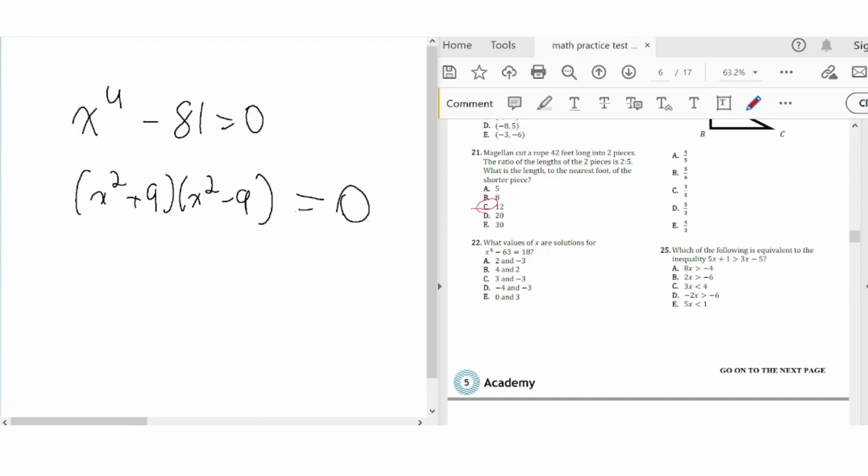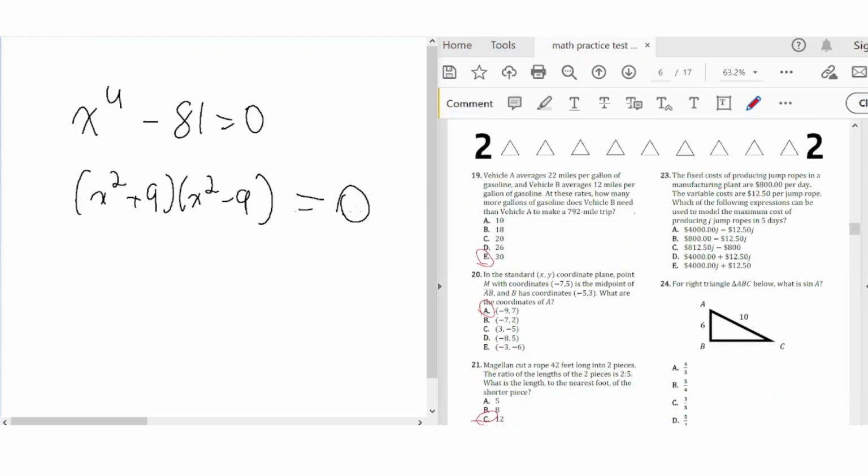As you can see, the values that make this equation equal zero are 3 and negative 3. So we look for our 3 and negative 3 in our answers, and we have C, 3 and negative 3, is our answer for 22.